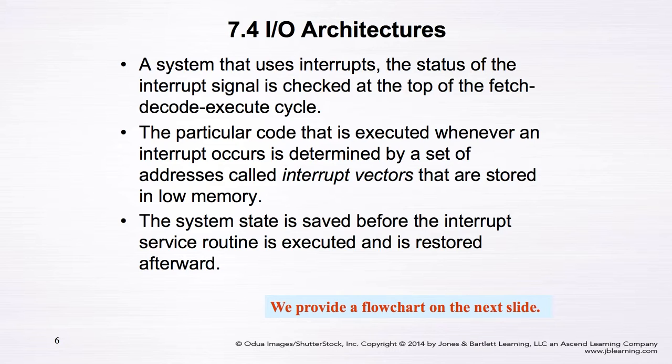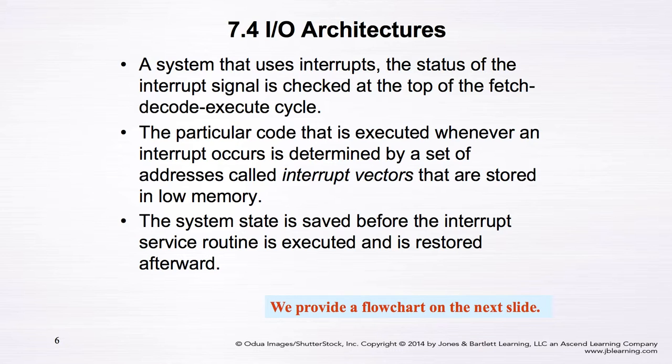So in a system that uses interrupts, the interrupt signal is checked at the top of the fetch, decode, and execute cycle. The particular code that is executed whenever an interrupt occurs is going to be determined by a set of addresses called the interrupt vector, and that's stored in low memory. So basically the system state is saved before the interrupt service routine is executed and is restored afterward.